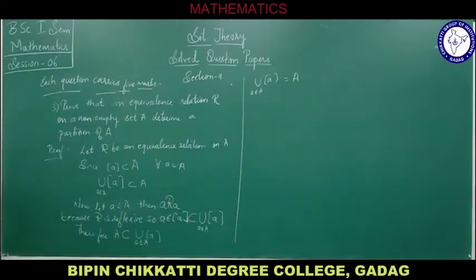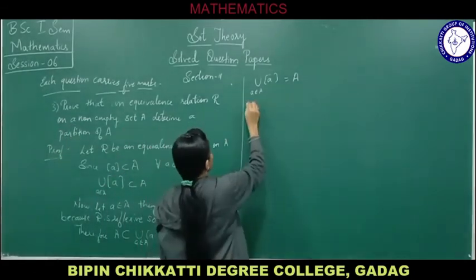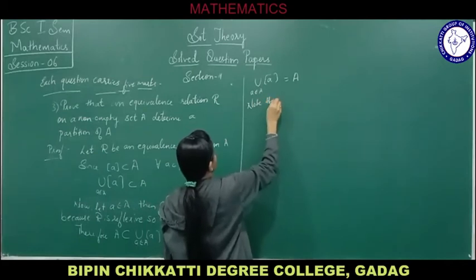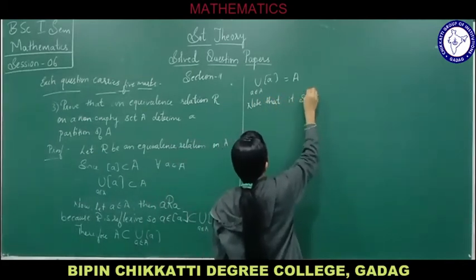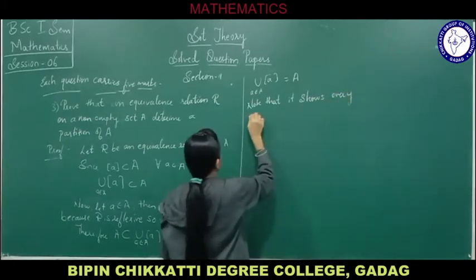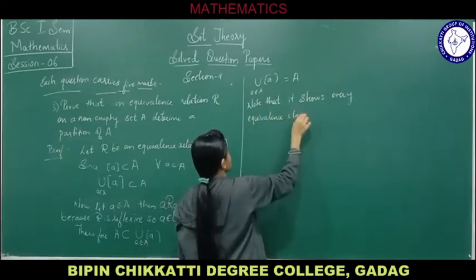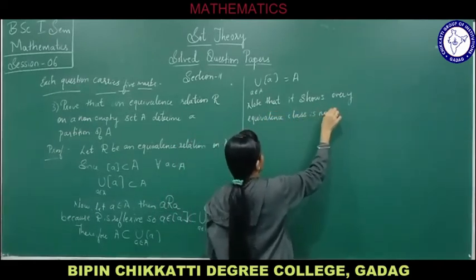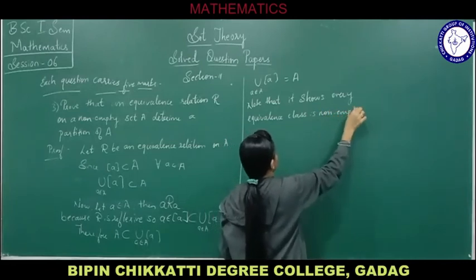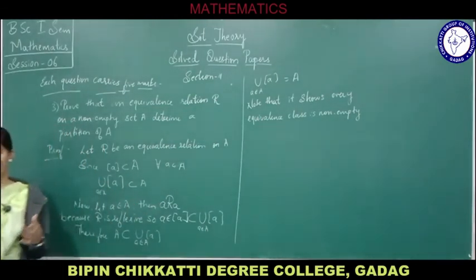Now if it is equal to A, this shows that every equivalence class is non-empty. We need to note that this shows every equivalence class is non-empty.